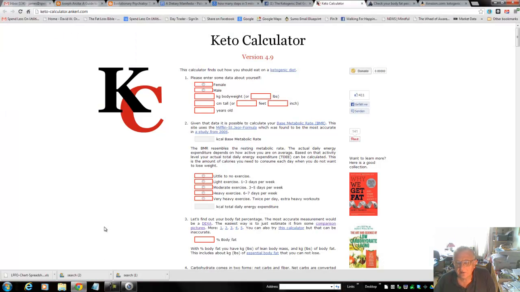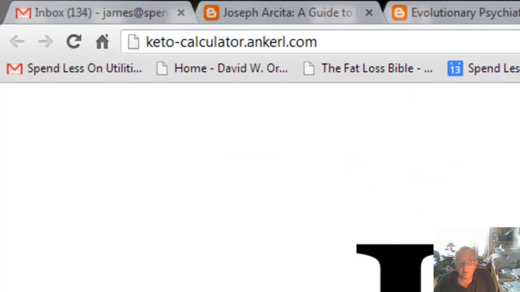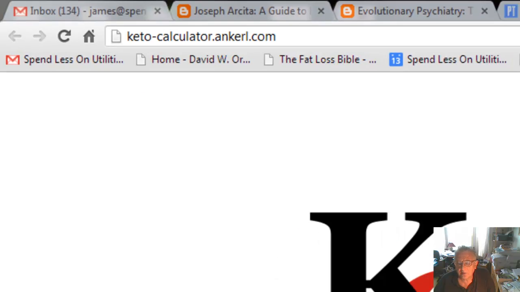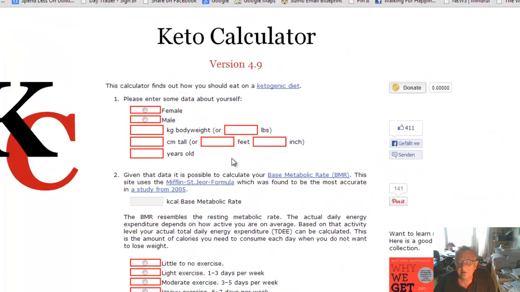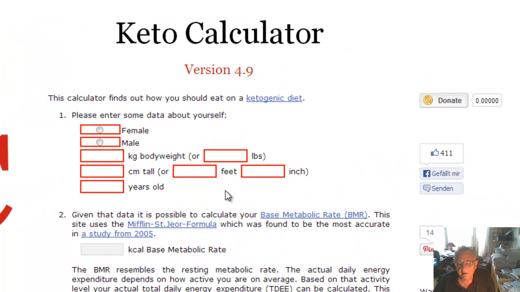So the first thing you need to do is to go to a web browser. I'm using Chrome here, but as far as I know it'll work on anything, and go to keto-calculator.ankerl.com. Ankerl is the name of the person who wrote this. So let's have a quick look at how this works. It needs some information about yourself. We said it depends, doesn't it? So I'm going to do this for a female.